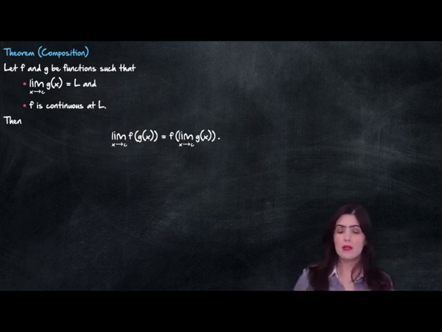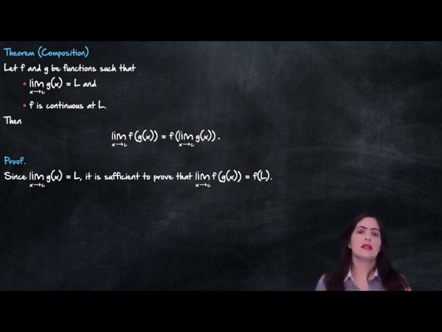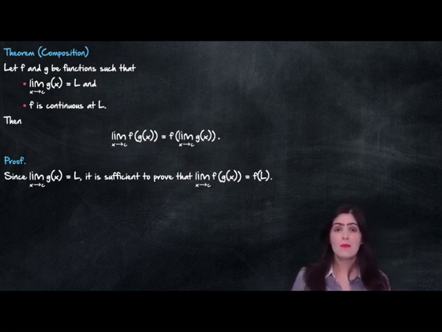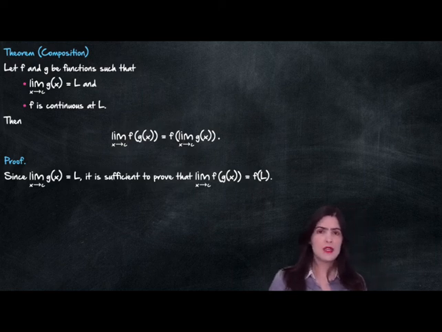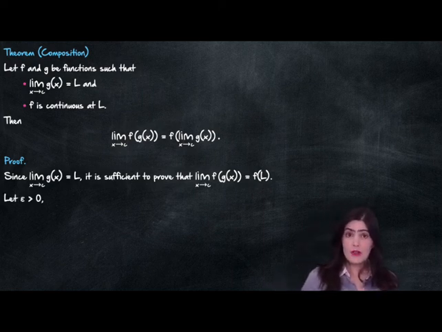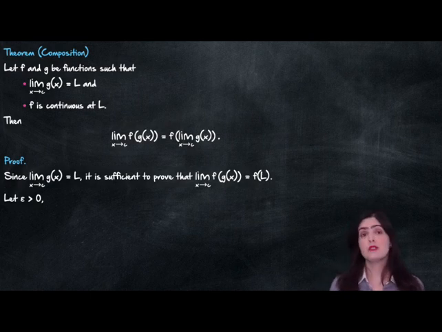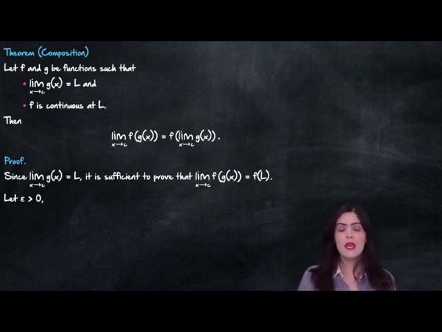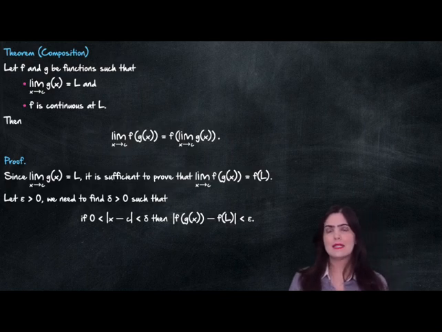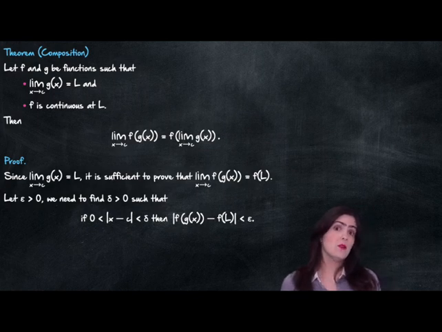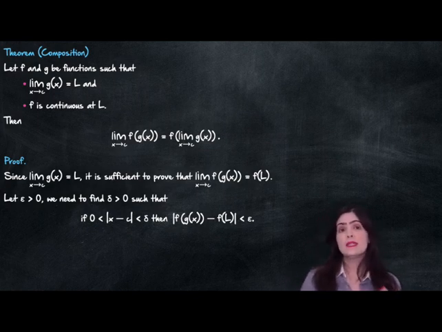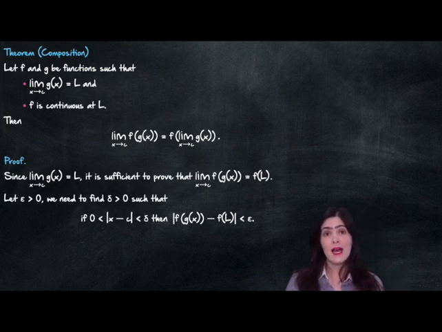So let's see how we can prove this. Since we know that the limit as x approaches c of g of x is equal to L, what we really want to prove is that the limit as x approaches c of f of g of x is equal to f of L. We need to first fix an arbitrary positive number, epsilon, as usual. And now we'll need to find a delta such that if the absolute value of x minus c is strictly greater than 0 and less than delta, then the distance between f of g of x and f of L is less than epsilon.